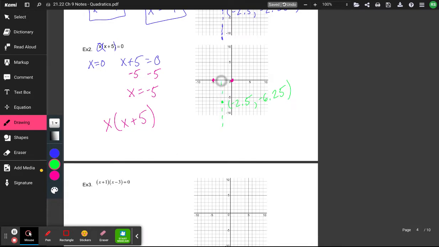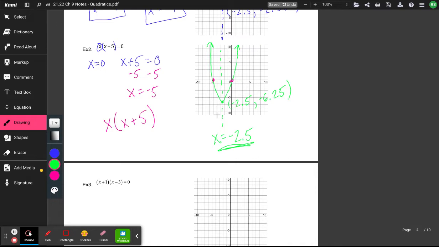I'm going to draw my axis of symmetry. That's the vertical line that splits my parabola in half. Remember, that is the equation of the vertical line. It's the same as the x-coordinate of the vertex. And then we're going to go ahead and sketch that parabola using my vertex and my two x-intercepts.